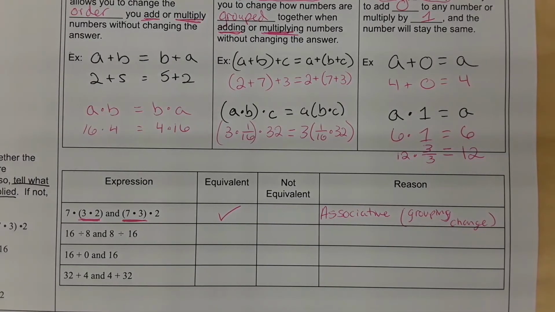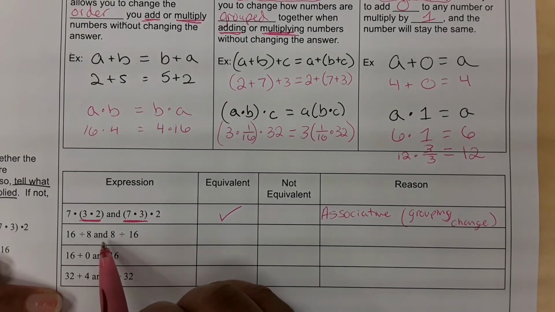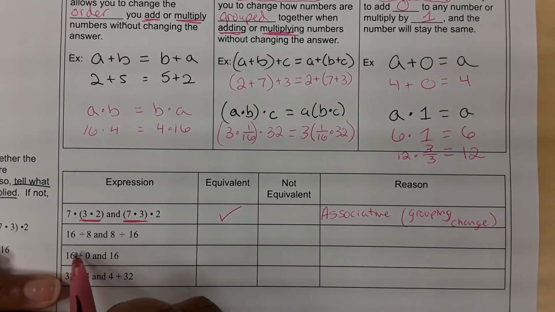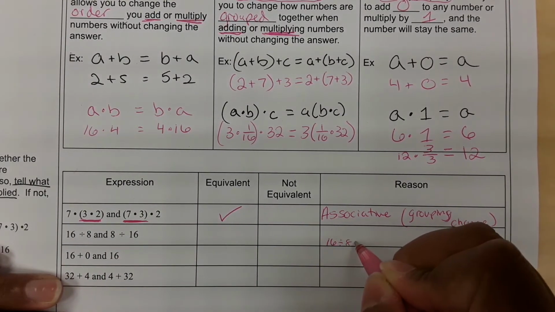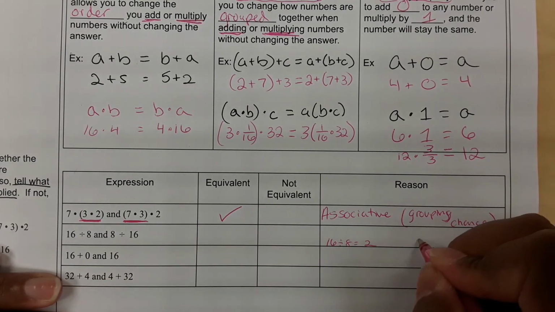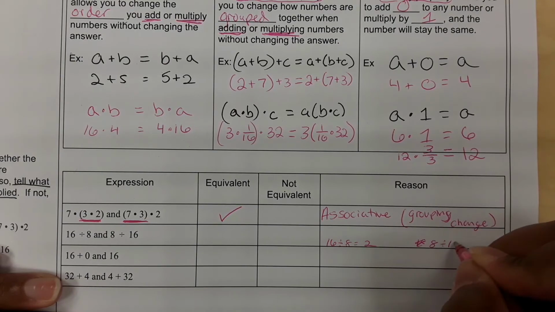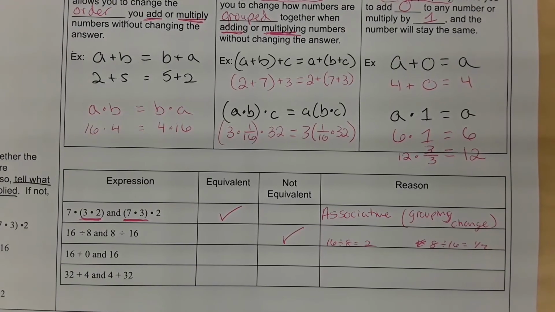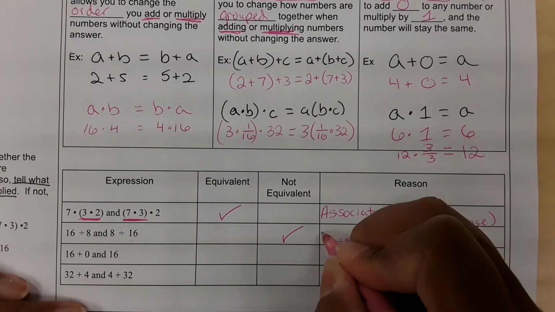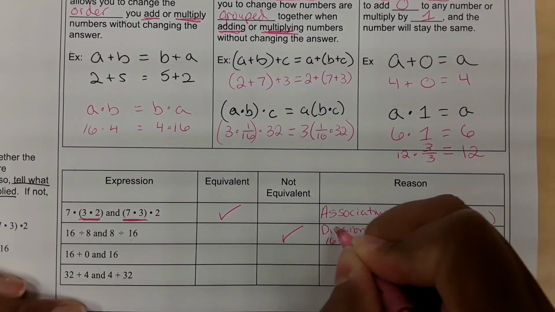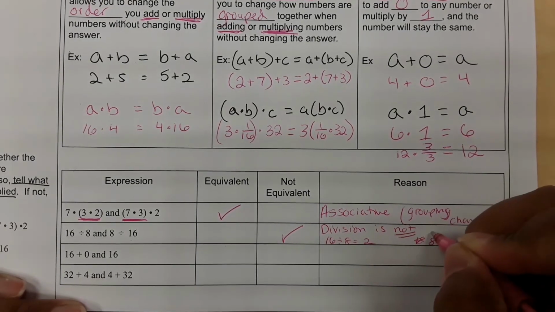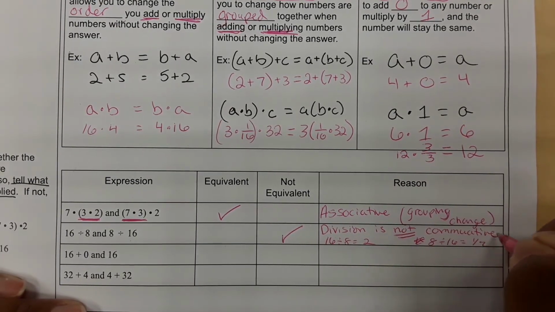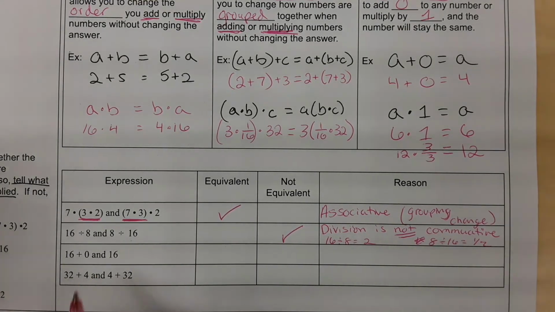All right, next. Looking at it, we have 16 divided by 8 and 8 divided by 16. Well, 16 divided by 8 gives me 2. And 8 divided by 16 gives me 1/2. Those are not the same values. 1/2 and 2 are not the same values. So this is not a property. Even though we can see they changed the order, division is not commutative. So this would not be an example of a property because indeed they're not equivalent expressions.